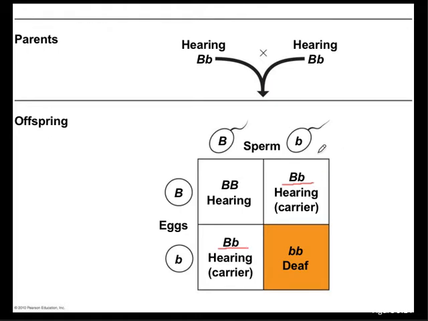If, unfortunately, however, you end up with a recessive sperm with a recessive egg, you end up producing a deaf child where they are homozygous recessive, and so there's a 25% chance of that happening.